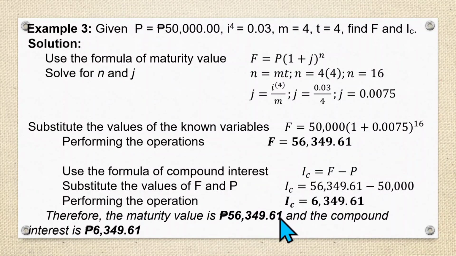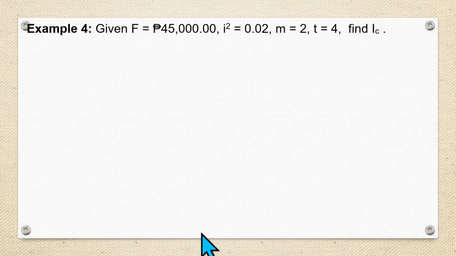So therefore, the maturity value is 56,349.61 and the compound interest is 6,349.61. Okay, we have example number 4. The given are the future value, which is 45,000 pesos, the i2 is equals to 0.02, m is 2, and t is equals to 4. We're going to find the compound interest, or the unknown is the compound interest.